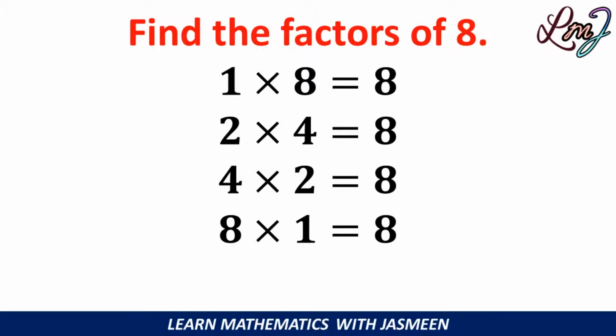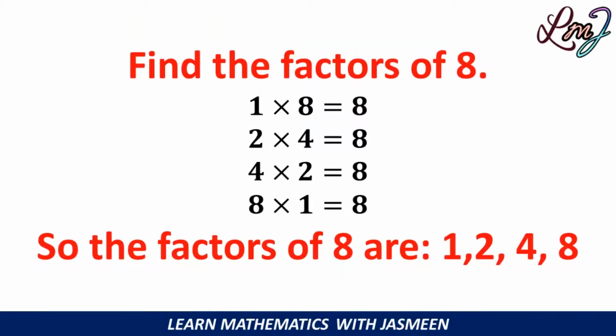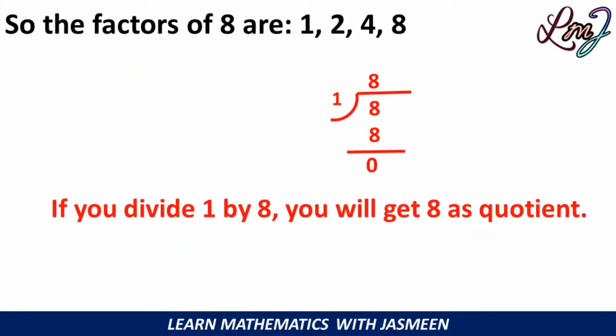Is there any other combination you can think of? No, there is not any. So the factors of 8 are 1, 2, 4, 8. हम आपको बताना चाहते हैं कि इन फैक्टर्स से अगर आप 8 को डिवाइड करेंगे तो रिमाइंडर 0 होगा.